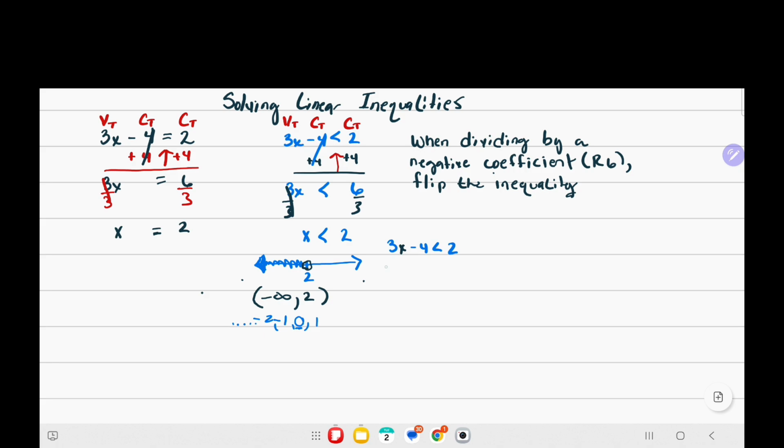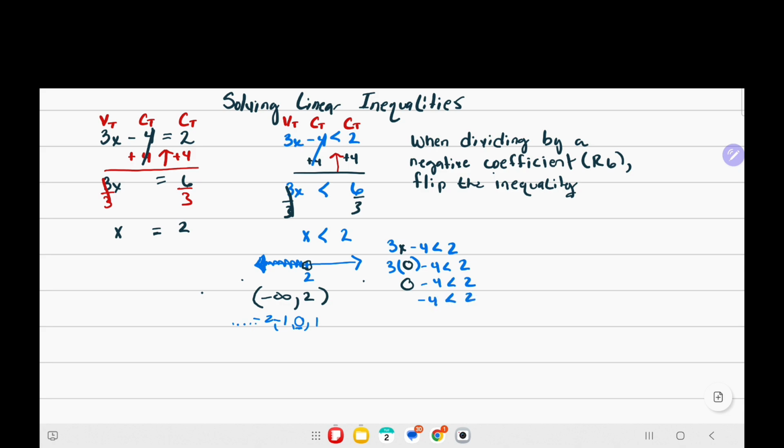So 3 stays the same because that x is right beside the 3. We are multiplying. So 3 times 0 minus 4 less than 2. All right. What's 3 times 0? 0. We bring down the minus 4 less than 2. 0 minus 4 is still -4 less than 2.